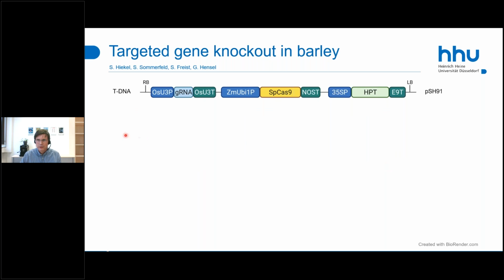So we started early on in adapting one vector, which is illustrated here. Stefan Lieke adapted this vector, and it consists of the OsU3, the rice U3 promoter. You can use type 2S restriction enzymes to include one gRNA, and we have a monocot codon-optimized Cas9 protein, which is also under the control of the promoter. And in cereals, we prefer to use the hygromycin selection because this avoids escapes.